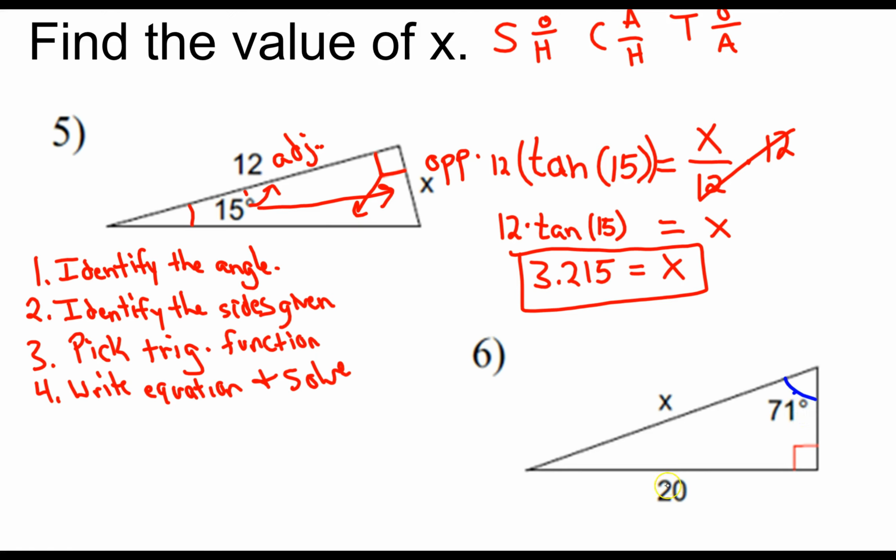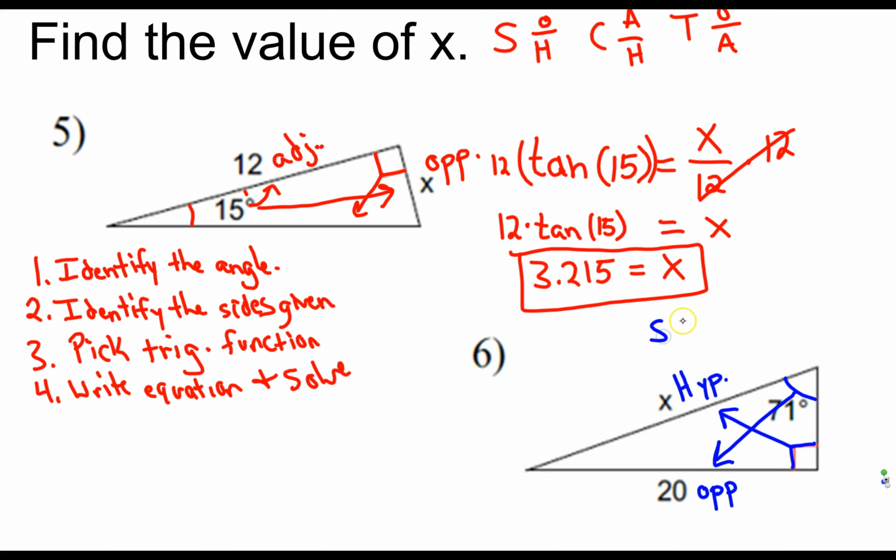So if I look at 20, well, that is opposite of my angle. So that's opposite. And then the other side, x, well, that's definitely adjacent, but if you look, it's opposite that right angle. The red angle is pointing at it, so this must be my longest side, the hypotenuse. So from there, we've got an opposite and hypotenuse. So we've identified the angle, we've identified the sides given. Now we've got to pick a trig function.